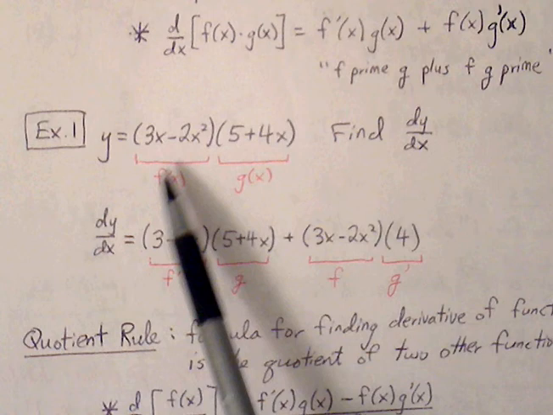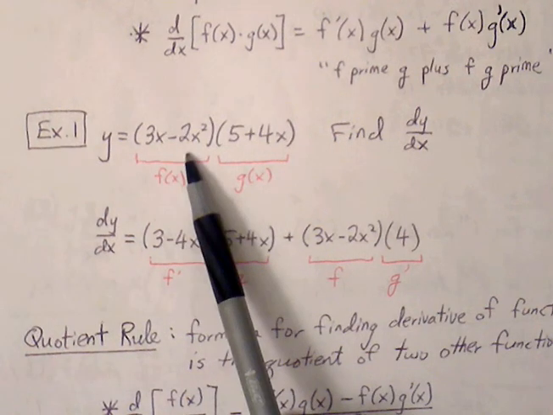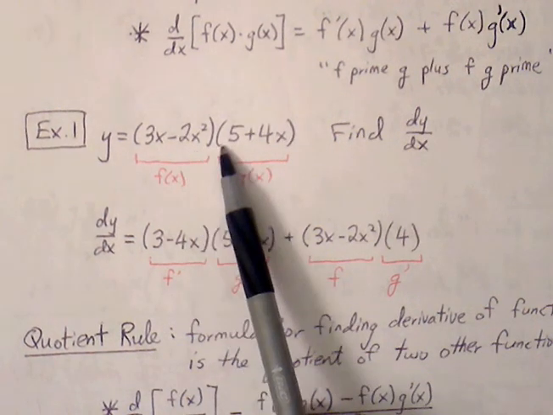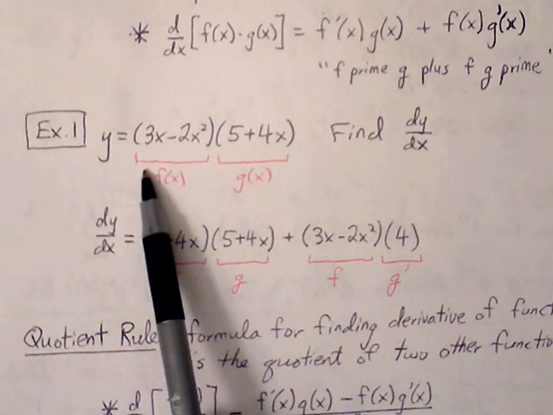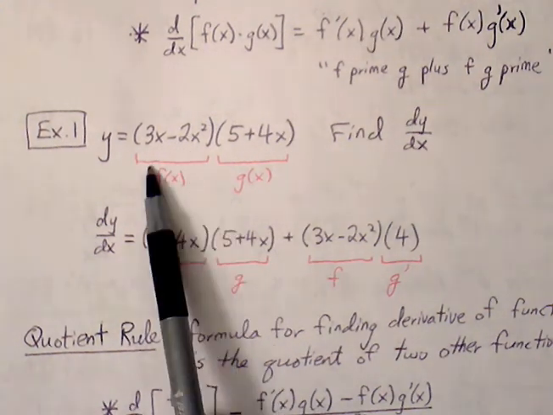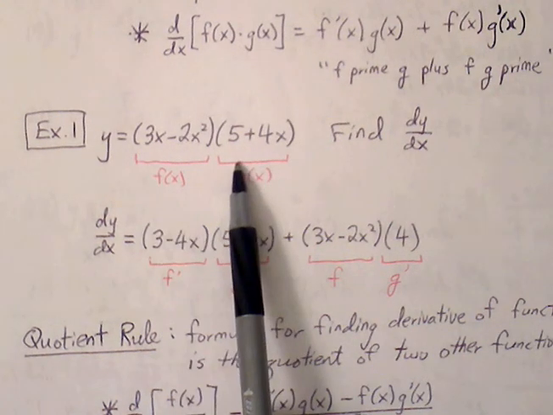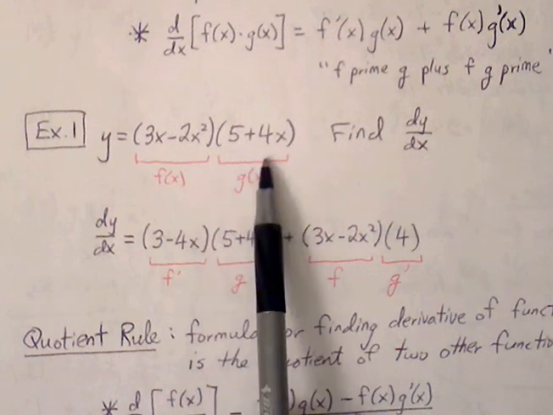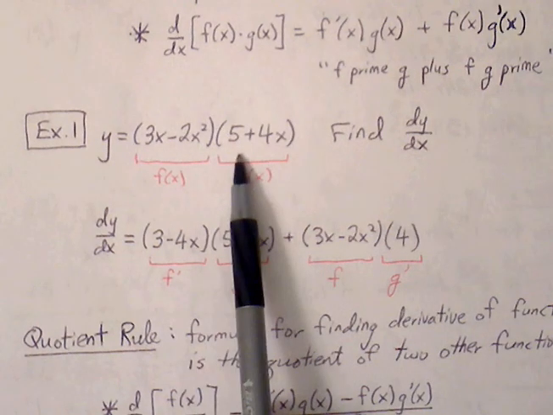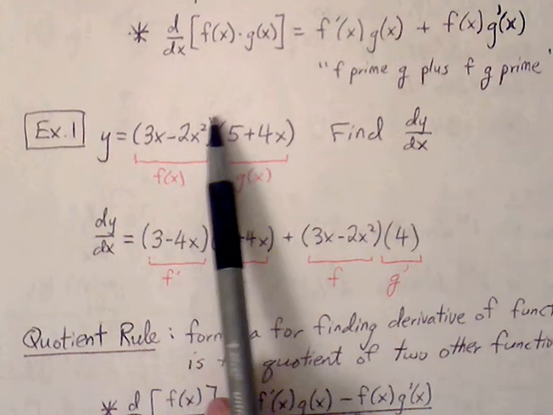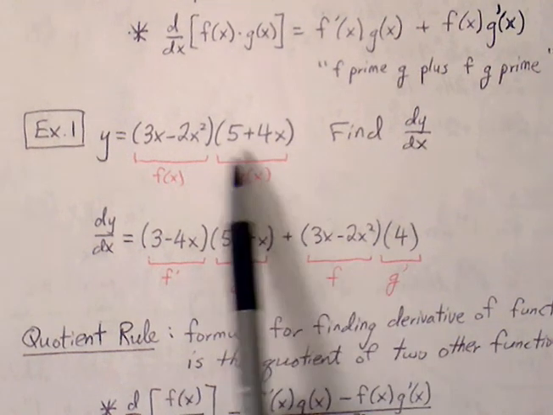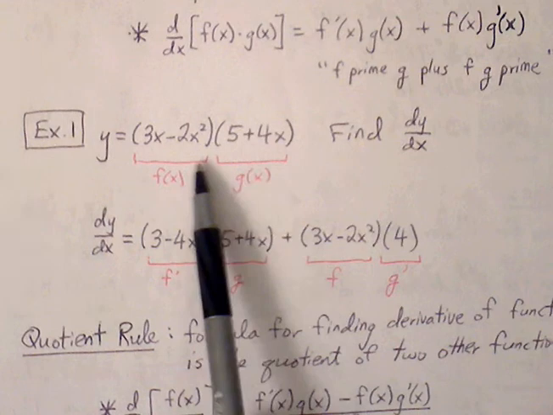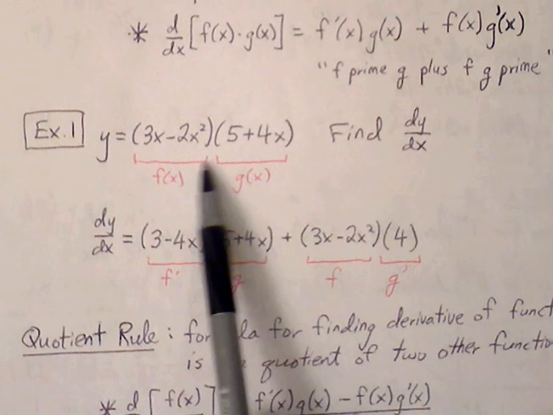Okay. So here's an example. y equals (3x minus 2x squared) times (5 plus 4x). So we're going to let f of x represent the 3x minus 2x squared. We'll let g of x represent the 5 plus 4x. We see that these are two separate functions that are highlighted by these parentheses. So now we're going to apply the product rule. So f prime g plus fg prime.